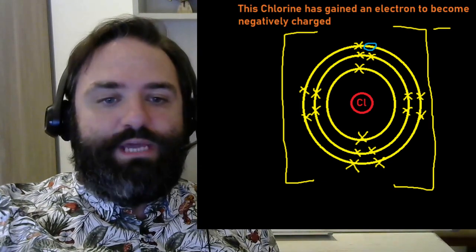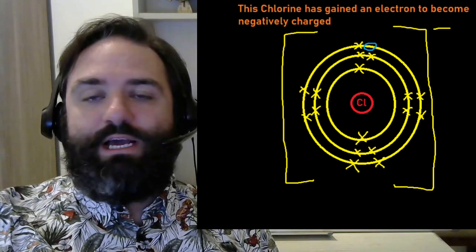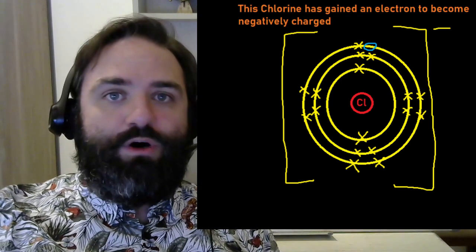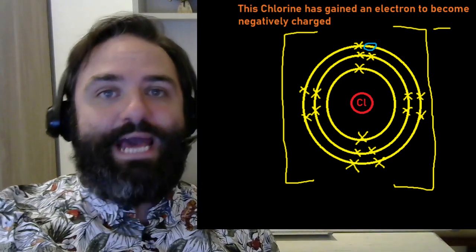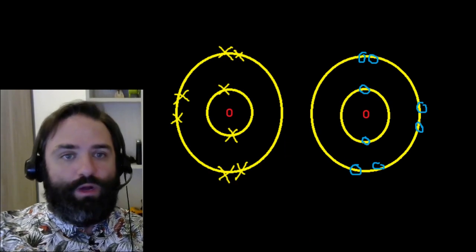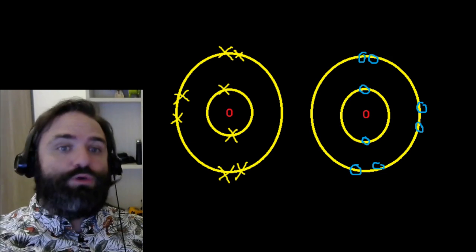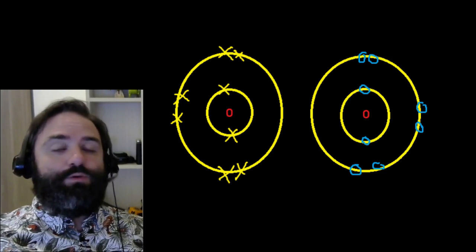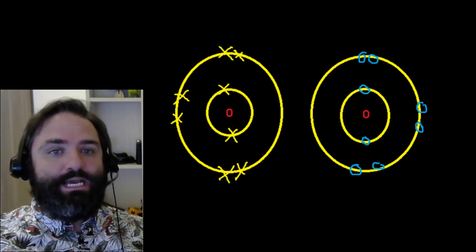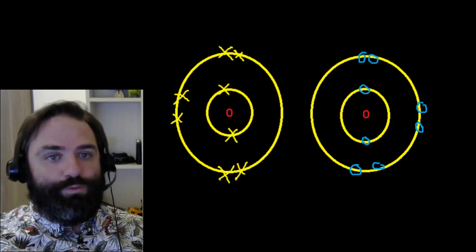So instead, what they have to do to make that full outer shell is they have to share their electrons. And a covalent bond is very simply a shared pair of electrons. What do I mean by that? Well, I've got an example here, which is 2 oxygen atoms. Now, you probably know oxygen is a diatomic molecule with the formula O2.